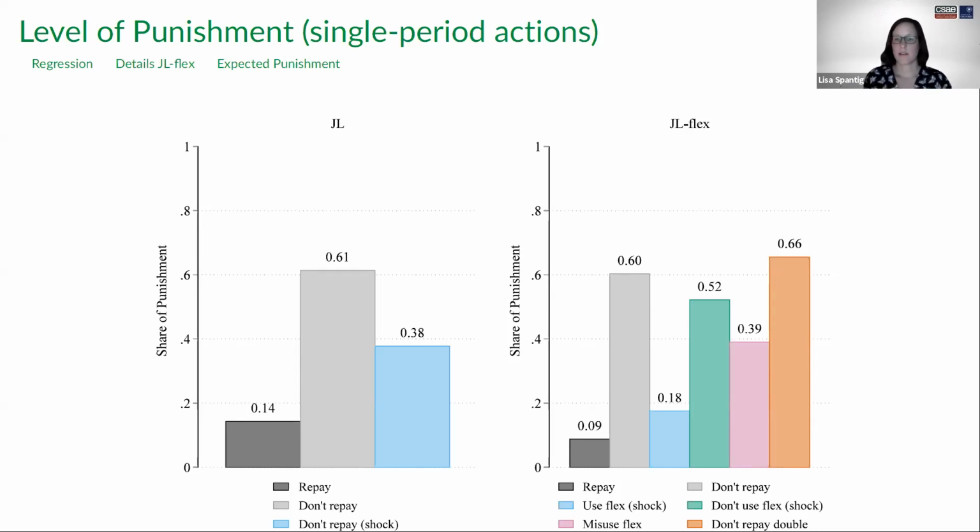And particularly, flexibility in this combination of misusing it first and then not repaying double gives rise to this cheap default strategy. If you don't want to repay, in terms of punishment, it will be cheaper to misuse the flexibility and then also default on this double installment as compared to not using flexibility and going straight for the default option.